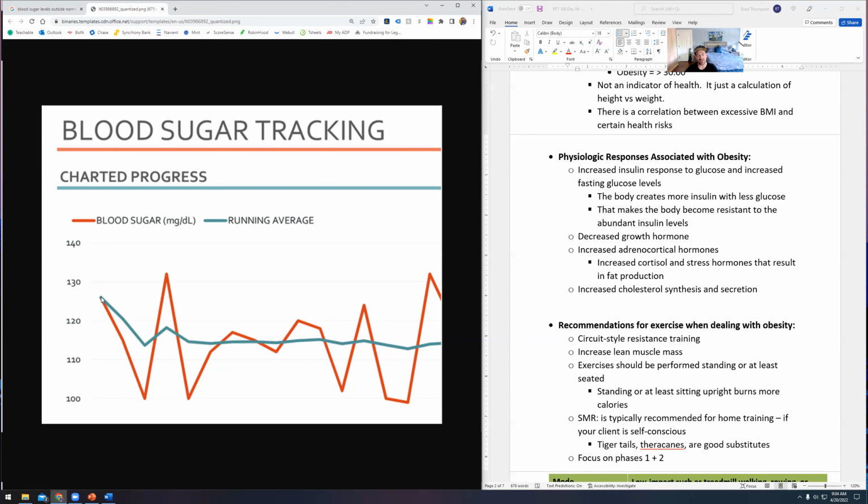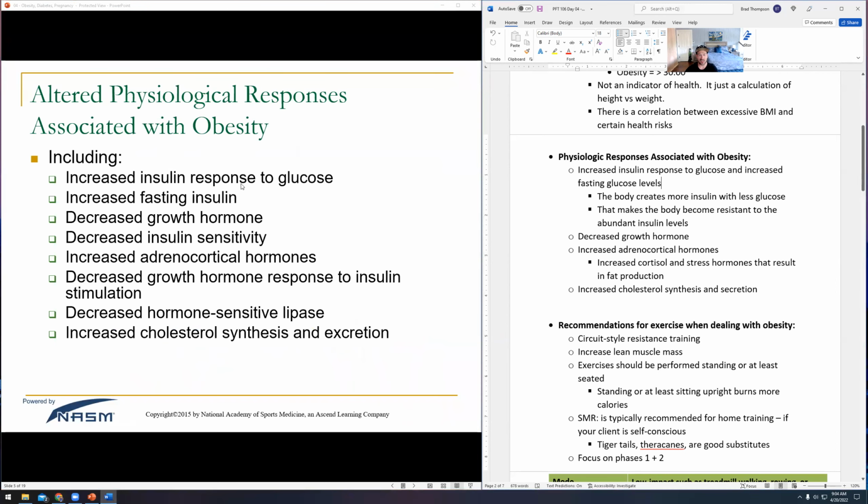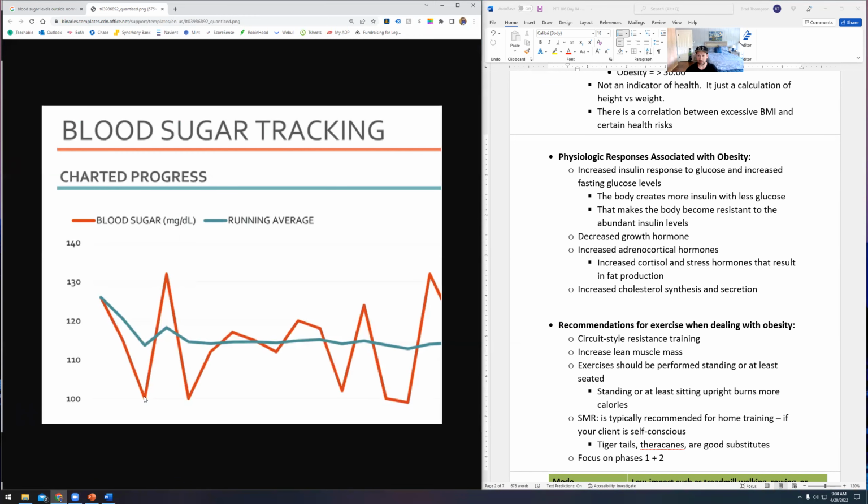But over here, you'll notice this person's blood sugar actually drops really rapidly. What that could be is an increased insulin response. Their body gets any sugar in, and because it gets used to that, it creates a massive amount of insulin very, very quickly. So then what ends up happening is their blood sugar levels drop through the floor. Now this is really, really low.